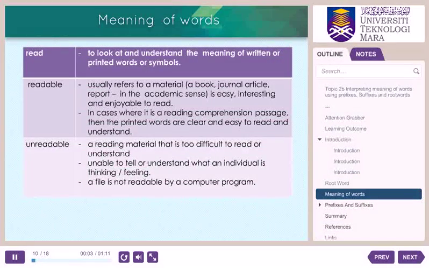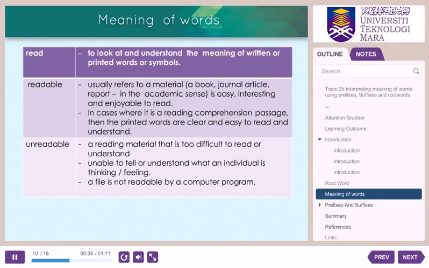Here is an example of how the word read can progress to mean something else after adding prefixes and suffixes. The table shows the meaning of words after adding prefixes and suffixes. The meaning of read is to look at and understand the meaning of written or printed words or symbols.